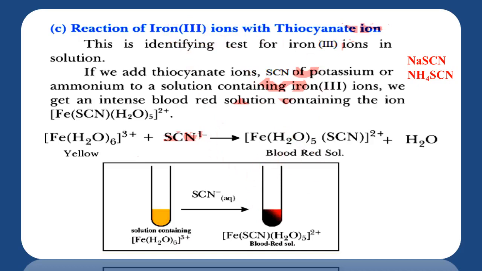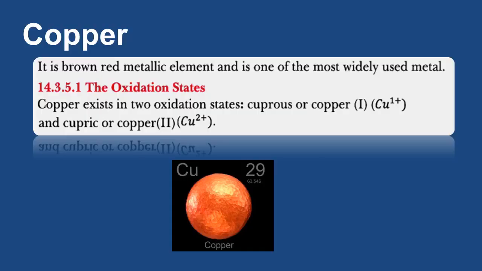Students, the second topic of today's lecture is about copper, having atomic number 29. It is a brown-red metallic element and is one of the most widely used metals. The common oxidation states of copper in its compounds are cuprous or copper 1, also written as Cu+1, and the second oxidation state is cupric or copper 2, also written as Cu+2. So these are the two common oxidation states in which copper compounds are found in nature.